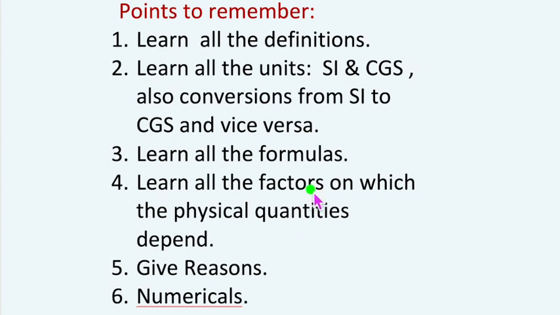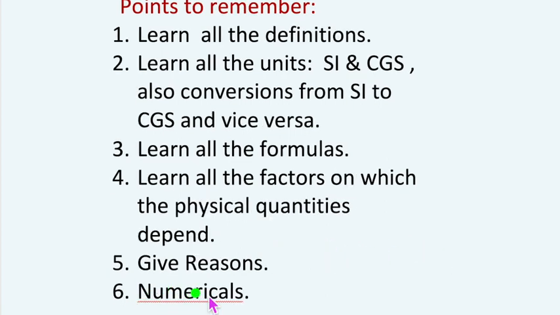So you need to know all the factors, whether it is in terms of wavelength or whether it is in terms of sin I, sin R. You should know all the factors on which the quantity depends. Number 5 is give reasons. Although it is MCQ, they will ask you so and so happens because, and they'll give you a variety of reasons. Alright, and the last one now is the numericals.